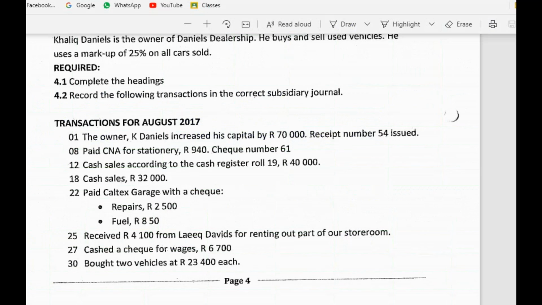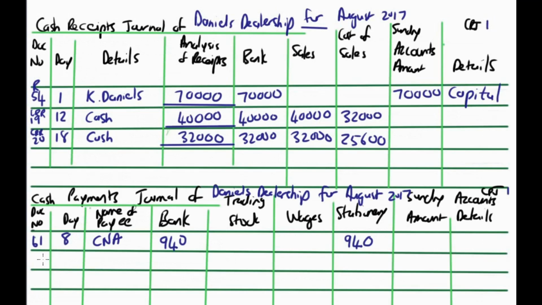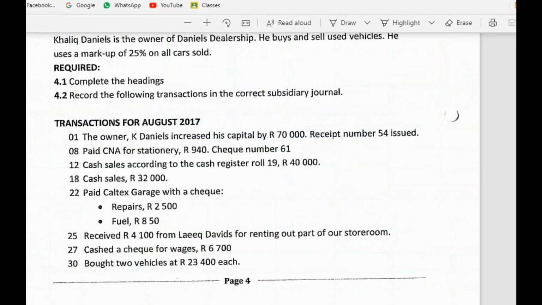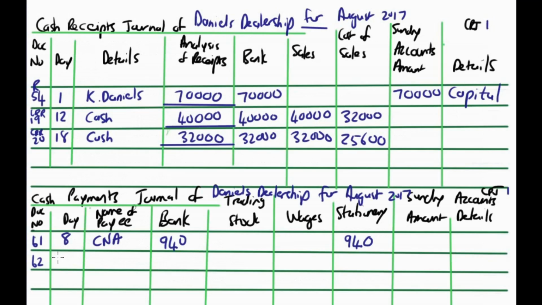So all we do is we look at the fact that the previous check number was check number 61. So now it means the next check number will be check number 62. Although we're living in an era where we're starting to not use checks that much, so people normally do transfers via EFTs directly from their bank accounts. So that's on the 22nd, and it's Caltex. They're saying Caltex garage, so I don't have enough space there, but you can write out Caltex garage in full.